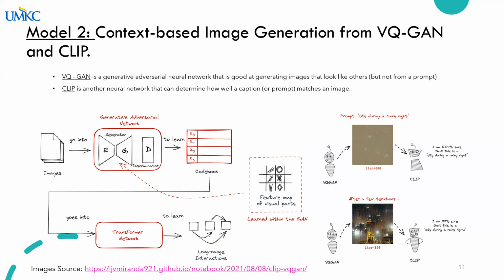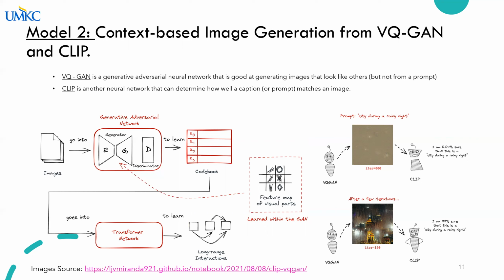So in a nutshell, the user gives something like a city during a rainy night. In the first iteration, CLIP will say no, it is not a city during a rainy night, because it does not have any features like that. All features are stored in CLIP, and VQGAN will be generating the iterations based on the pre-trained datasets available with VQGAN. Once it reaches some level of iterations, CLIP can identify, okay, this is related to the context given by the user, by using feature mapping.